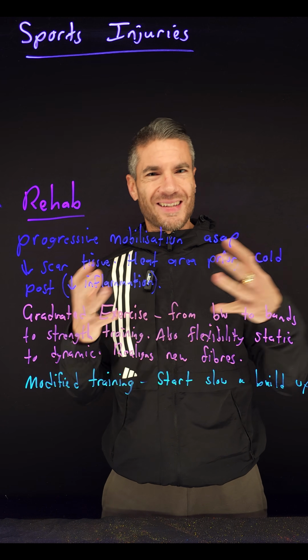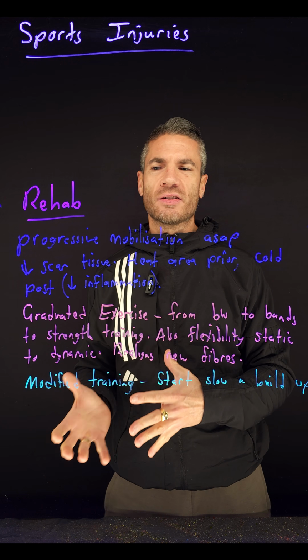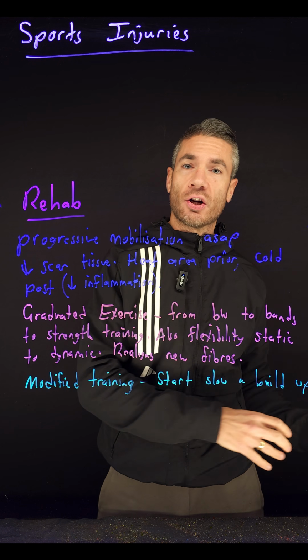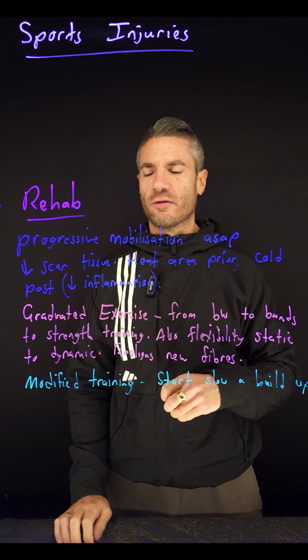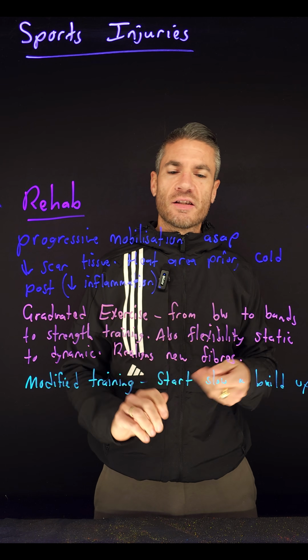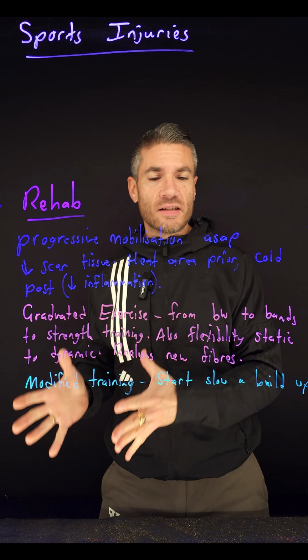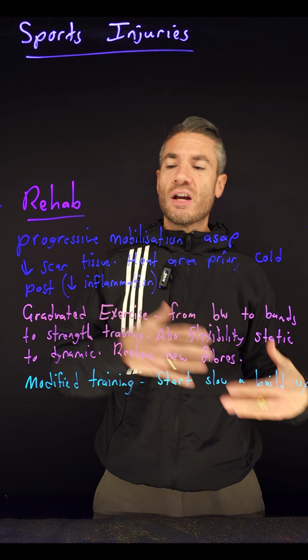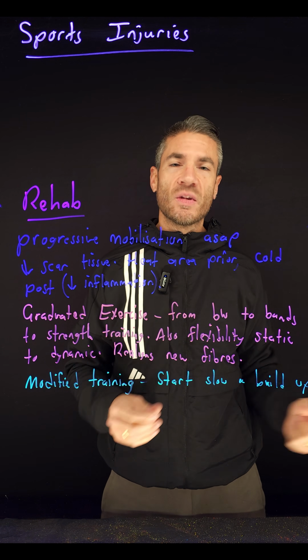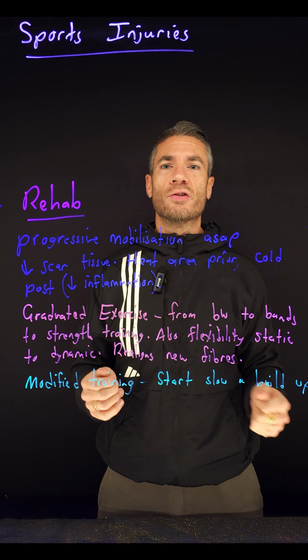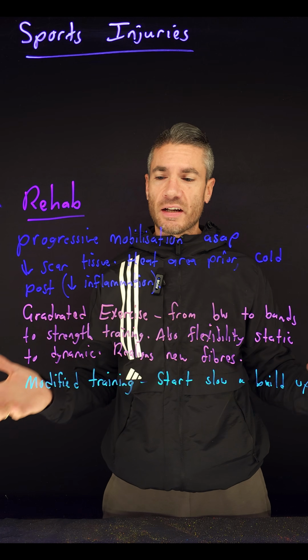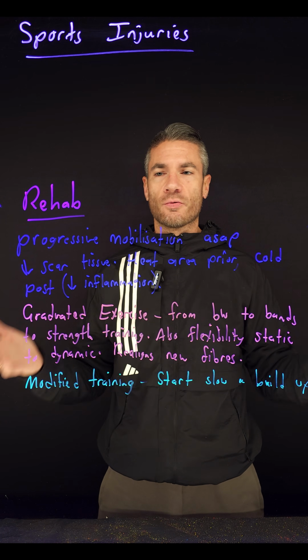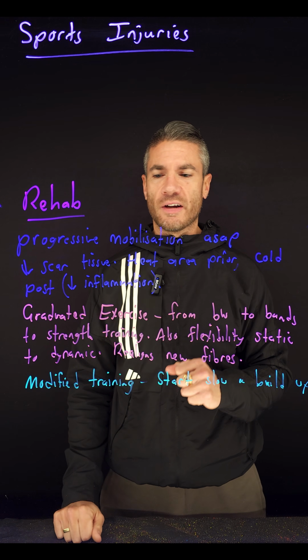You should always apply heat prior to doing progressive mobilization or any sort of training, and you should apply cold straight afterwards to reduce any excess inflammation. Graduated exercise, we're going to move from bodyweight exercises or just slight movements to using bands, to then using strength training over time. Also, flexibility needs to be graduated too. So from small static stretches to larger static stretches to dynamic, etc. It's going to realign our new fibers and make sure we're laying a good foundation.